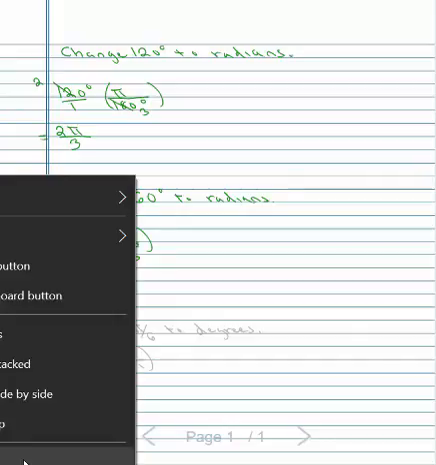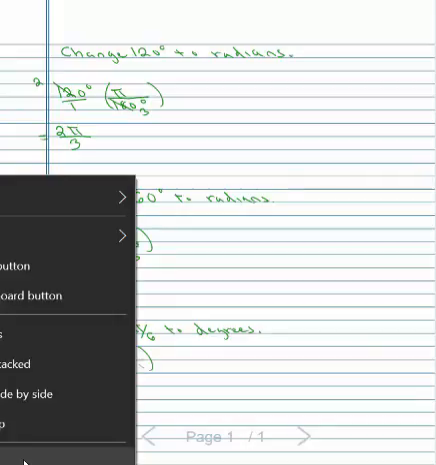Now, if we had to do the opposite way, so suppose we have to change pi over 6 to degrees. Well, now what do we want to cancel? Well, first of all, we have pi over 6 times, and what do we want to cancel?